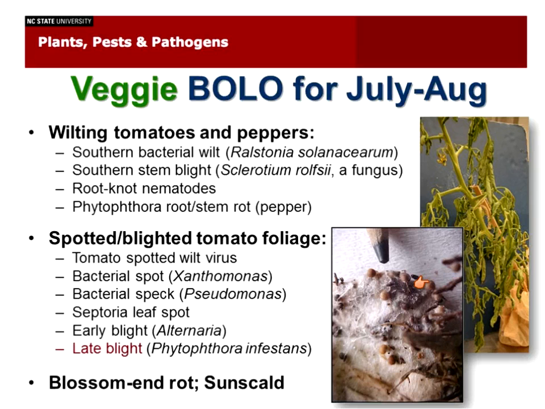as can, in the case of pepper especially, Phytophthora root and stem rot. We'll be seeing lots of spots and blotches on tomato foliage, which can be from a number of causes, not always easy to differentiate at first sight: things like tomato spotted wilt, bacterial spot and bacterial speck, which are caused by two different bacteria, one called Xanthomonas, one called Pseudomonas, Septoria leaf spot, also possibly gray leaf spot caused by Stemphylium, and then early blight and late blight. Notice that late blight is highlighted there because I do want to make a special note of that in a moment. Other things that are not diseases to be on the lookout for in peppers and tomatoes would be blossom end rot, which is not always at the blossom end in the case of peppers, and sun scald.